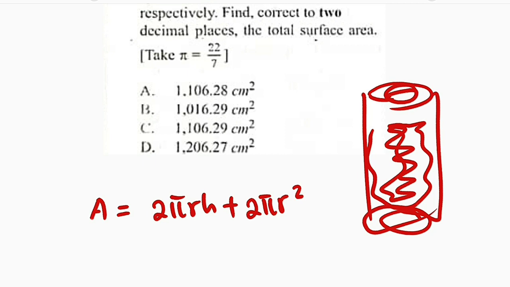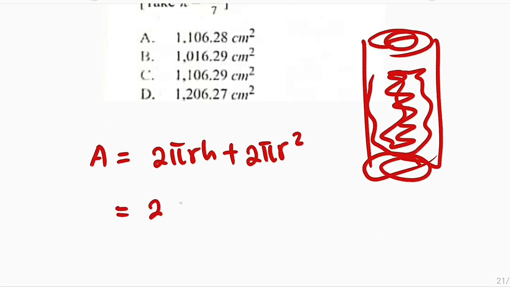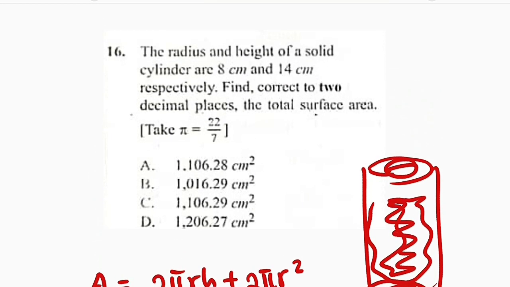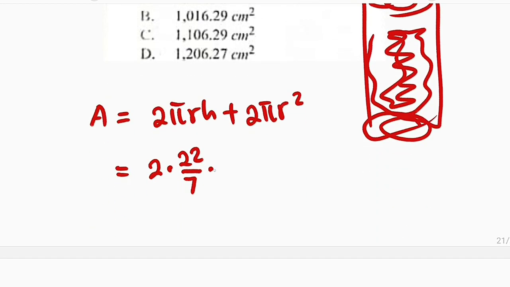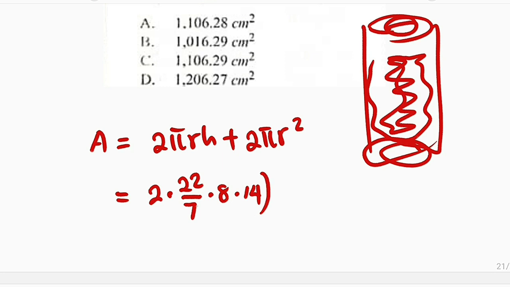So let us substitute everything here. We have this to be equal to 2 multiplied by 22 divided by 7, because that's what they say we should use as our pi. And we have radius as 8 multiplied by 8, then multiplied by h, which is 14. Then the whole of this, we should add to 2 multiplied by 22 divided by 7, multiplied by radius 8 times 8, because 8 squared is 8 times 8.